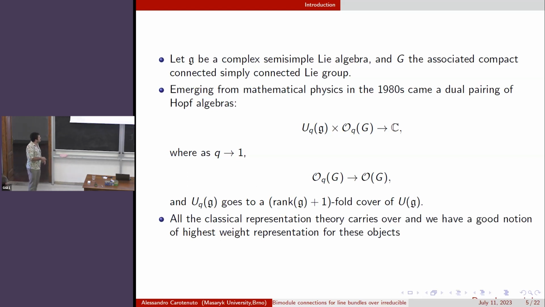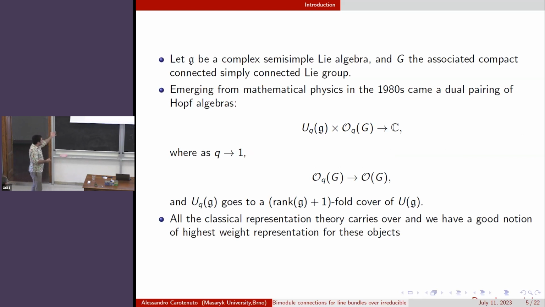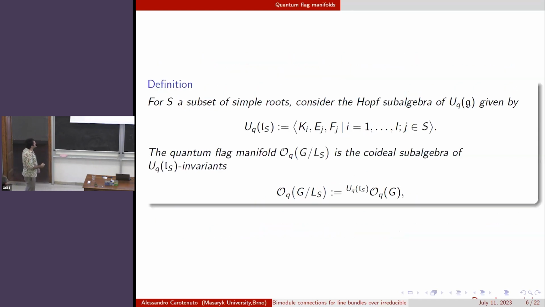For example, we have a good notion of highest weight representation for these objects. In particular, all finite dimensional representations are highest weight representations. So we can, in fact, play many of the games that we play in usual Lie theory. And for example, we can define a quantization of the classical flag manifold in a way that follows.